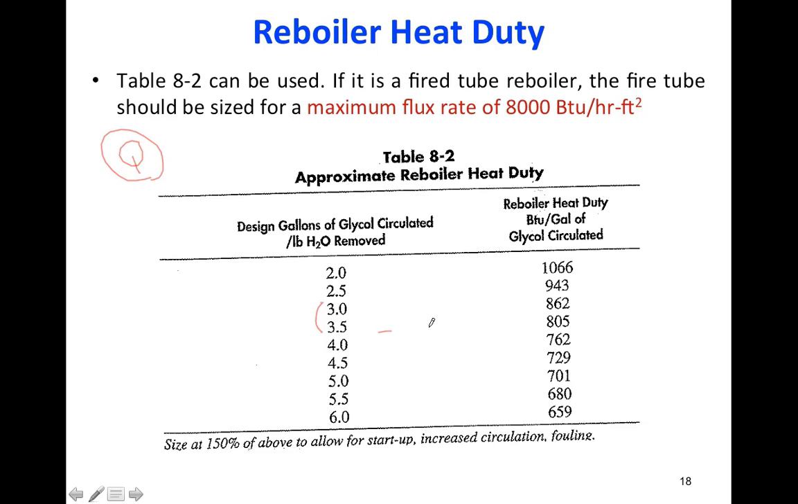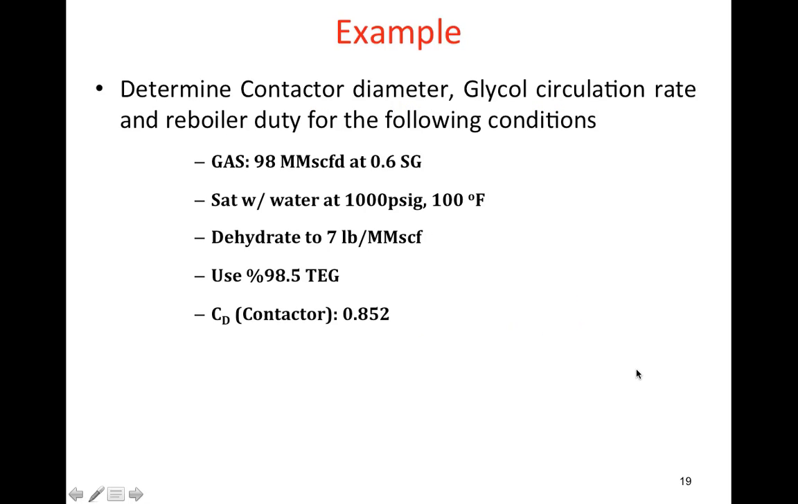All right. So based on this circulation rate of glycol, we go find our heat duty of the reboiler. Okay, based on this figure, let's say for a circulation rate of 3 to 3.5, the heat duty is something like 862 to 805. Okay, this is one example of how we use that equation.